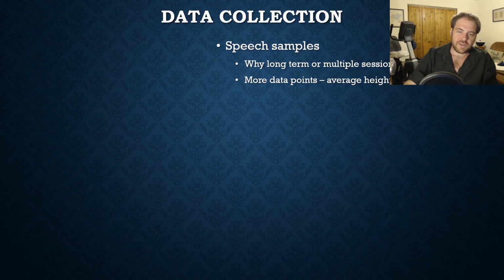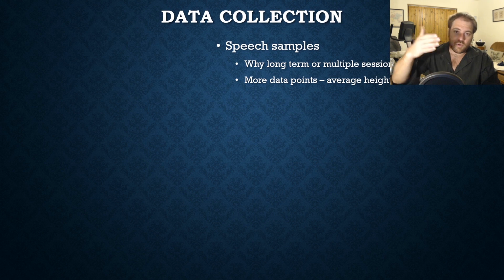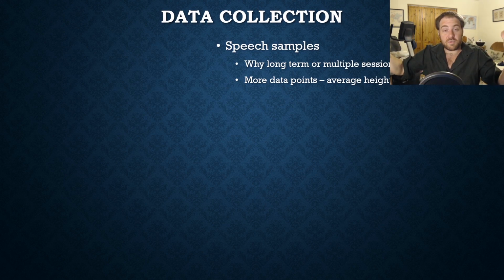More data points are always good, right? So you can also look at how often is it pronounced incorrectly, 30% of the time, 40% of the time, 10% of the time, and the more data points you have, the better your average will actually be. I have average height here because more data points is like how tall is the average person, let's say in our class.